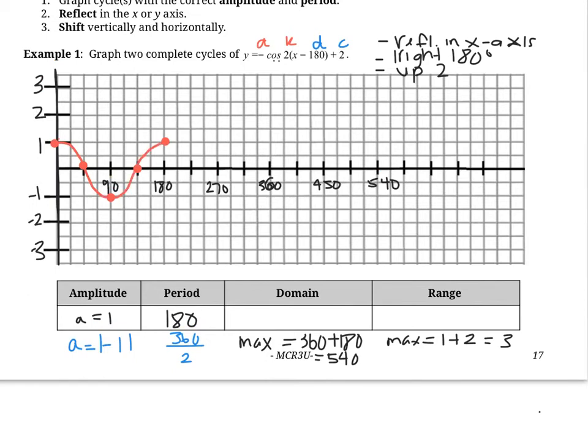So let's go ahead and duplicate it for the second cycle. So try that on your own. So the second cycle is going to have the exact same properties. It's going to start at 180 and end at 360. So our first step of graphing our amplitude and our period is done. So our next step is to graph any reflections. So we do have a reflection, and it's in the x-axis. So let's go ahead and we're going to flip all of these points in the x-axis. So this 1 up here is going to become -1, and so on.